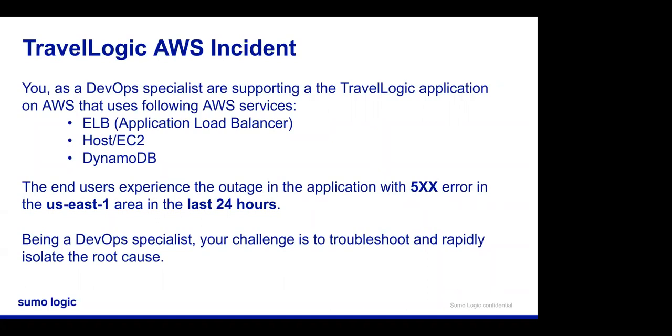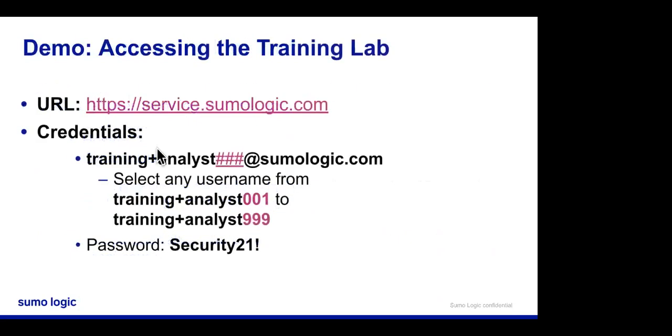Now, the end users have experienced an outage in the application with a 5XX error. It could be a 500 error, 501, 502, we don't care. 5XX in the US East 1 area over the last 24 hours. So, being a DevOps specialist, our challenge is to troubleshoot, isolate and determine the root cause. That is what we are going to do.